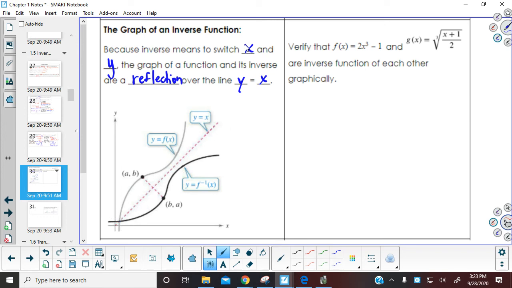Okay? So when you see this next part, when it says verify that f of x equals 2x cubed minus 1, and g of x, the cube root of (x plus 1) over 2, are inverse functions of each other.